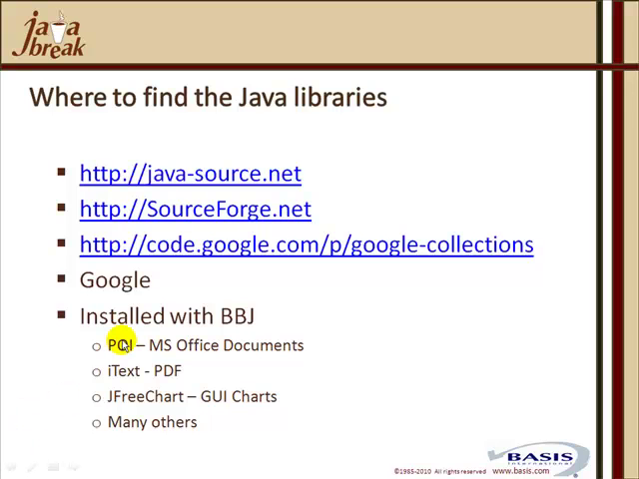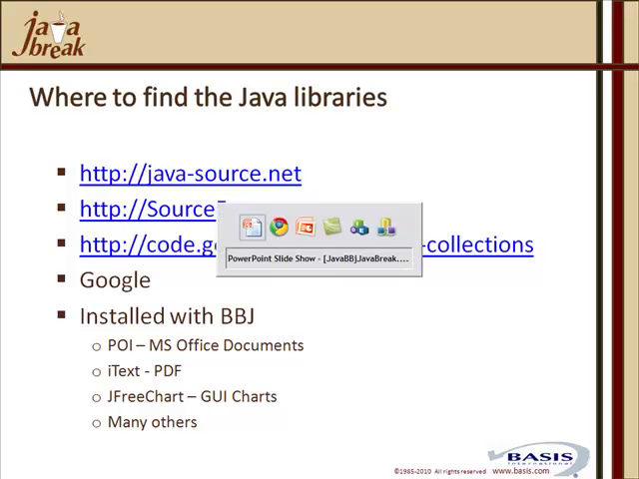We, for example, by default, install the POI library, which is a library used to create Microsoft Office documents, which includes Excel documents and Microsoft Word documents. You can also use the iText library, which is used to create PDF documents. There's also JFreeCharts, which is used to create GUI chart controls on the client, and many, many others. So let's take a look at one of these websites.